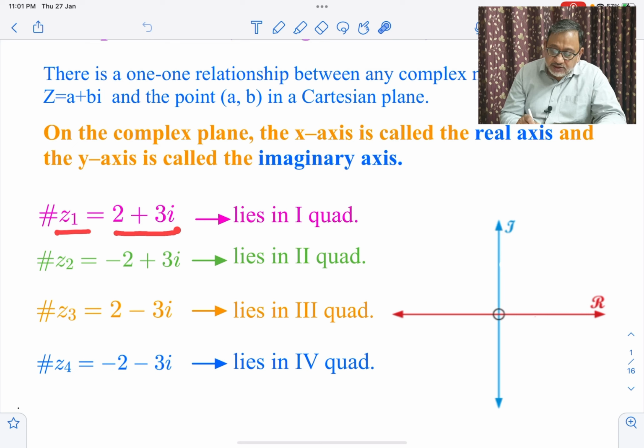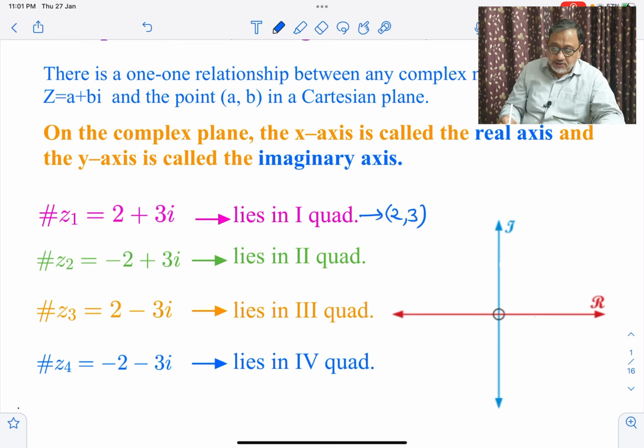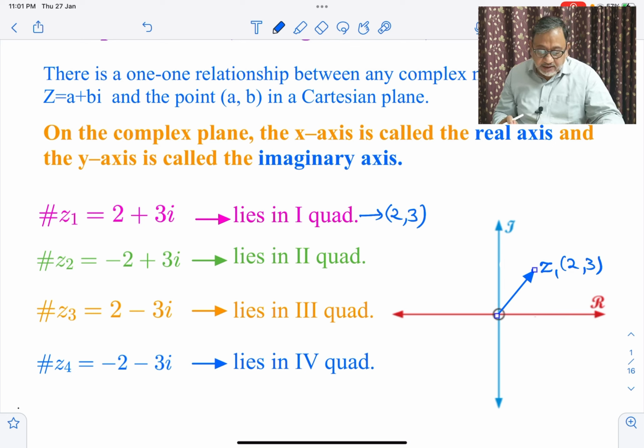This lies in the first quadrant. Why? Because it has a one-to-one relation with the point (2, 3). So somewhere here (2, 3) will be there. So z1 is (2, 3), and let us join this with the origin. So this is the first complex number, z1 equals 2 plus 3i. I hope this is clear to you.